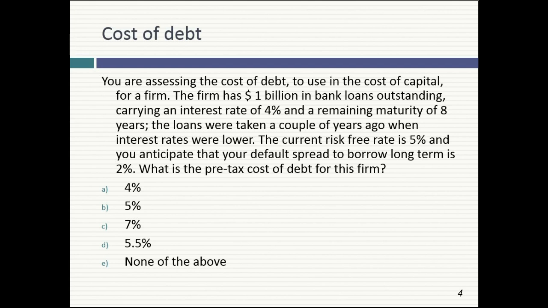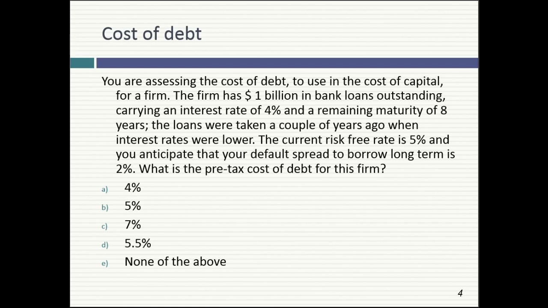And based on your default risk, you expect that the spread you'd be charged if you borrowed money today is an extra 2%. So I've thrown a lot of numbers at you. There are existing loans on the books at a 4% rate. The risk-free rate is 5%. You're a risky company, so you have to pay an extra 2% if you borrow money.